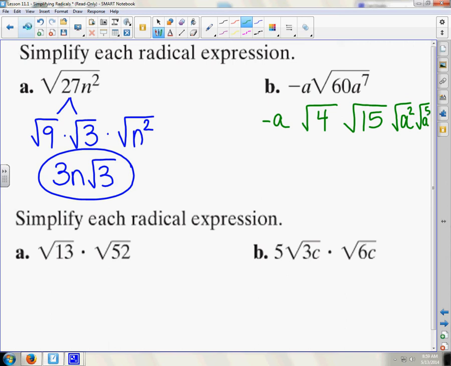So, now let's see what we can simplify. -a we can't simplify. The square root of 4 becomes 2. The square root of 15 doesn't change. The square root of a squared becomes a, and the square root of a to the 5th doesn't change. So now I'm going to combine my terms that don't have a radical sign. So I can combine this, this, and this. So 2 times a is 2a, times -a is -2a squared.